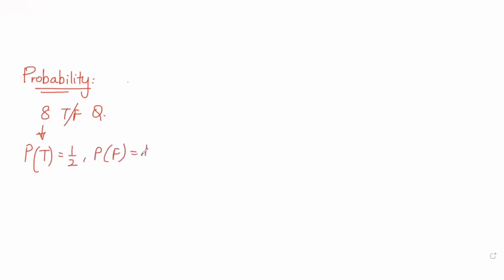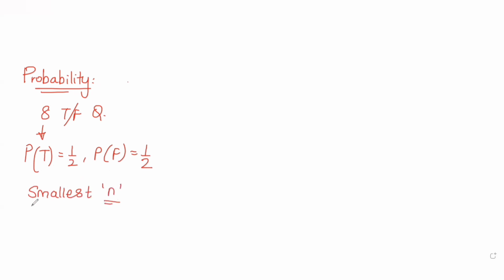Let's see today's question. Today's question we are taking up from the topic of probability. The question tells us that a student appeared in an examination which consists of 8 true or false type questions and the student guesses the answers with equal probability. So the probability of answering a question as true is half and the probability of answering a question as false is also half.